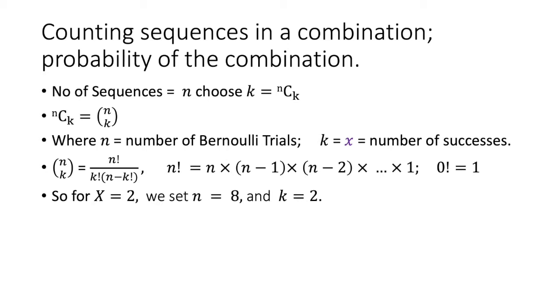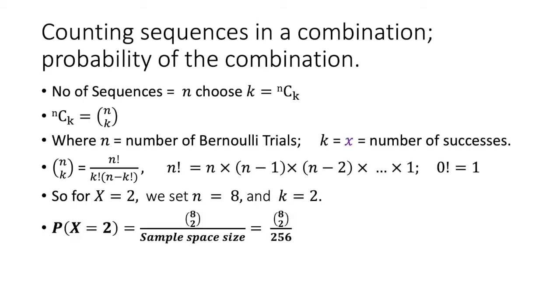So for x equals 2, we set n equals 8 Bernoulli trials and k equals 2. Therefore, the probability that x equals 2 equals the number of different sequences that yield x equals 2 divided by the sample space size. This equals 8 choose 2 divided by 256. Next, we compute 8 choose 2.